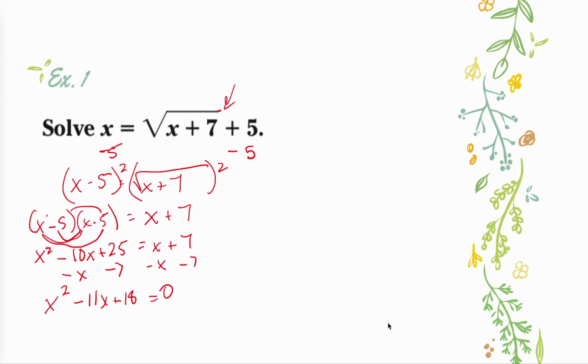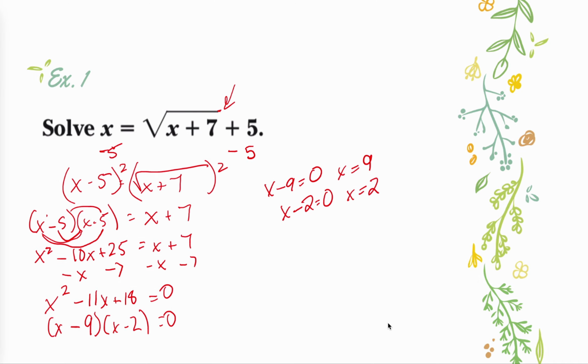Now we have a quadratic and we can solve it. This one should factor. Yes, this factors into x minus 9 and x minus 2. Set each of those parts equal to 0. And we get 2 answers. Now, go back and put them into the equation.